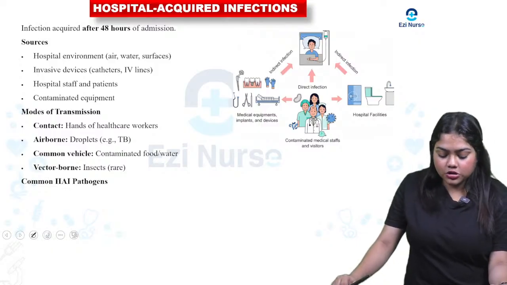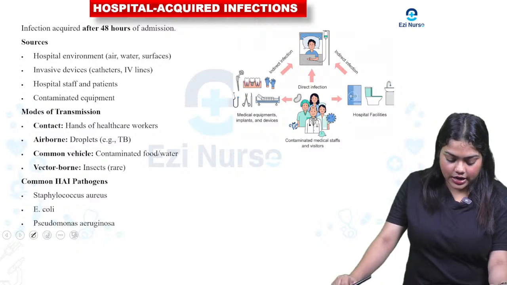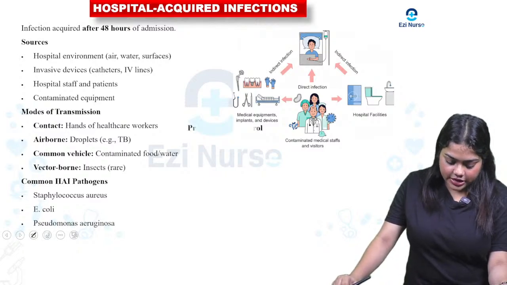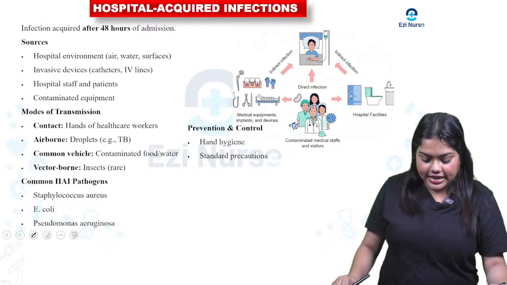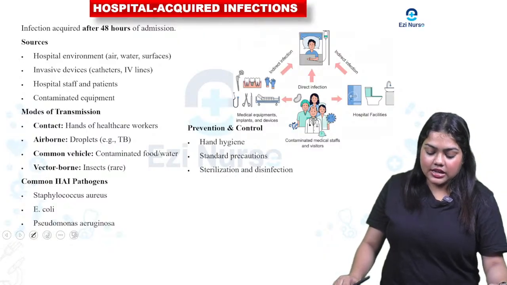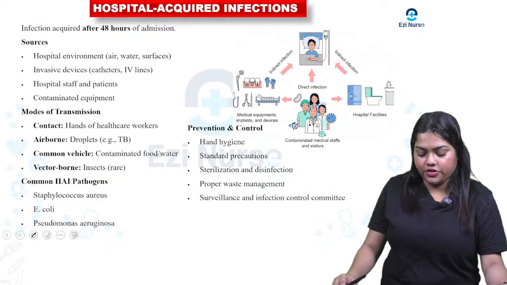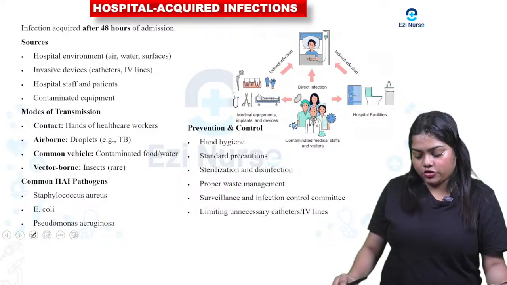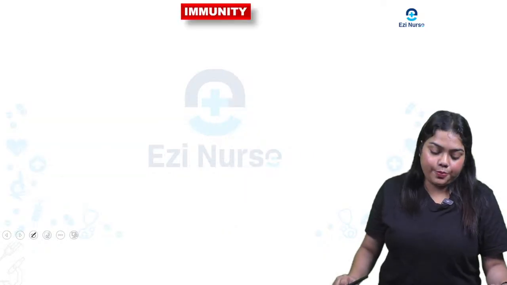Okay, common hospital acquired pathogens are Staphylococcus aureus, E. coli, and Pseudomonas aeruginosa. How to prevent it? We can prevent it through hand hygiene, standard precautions, sterilization and disinfection, proper waste management, surveillance and infection control committee, and lastly limiting unnecessary catheters and IV lines and isolation of infected patients.